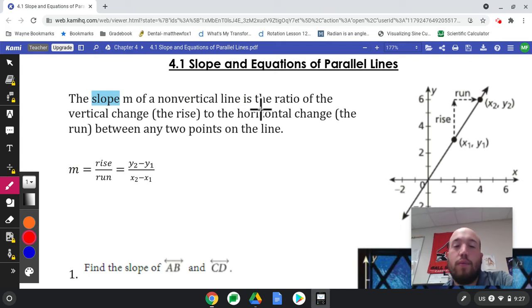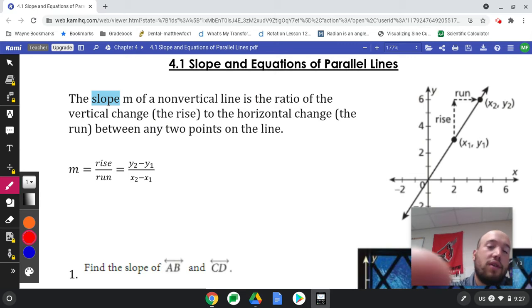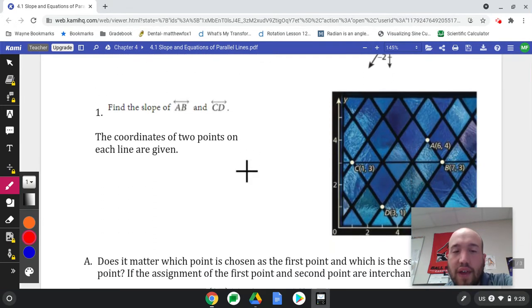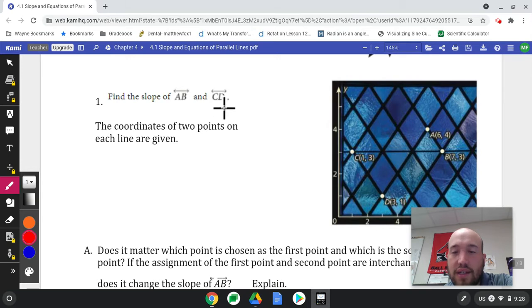To find that slope, it's a ratio. It says the vertical change, also known as our rise, and the horizontal change, also known as our run. So rise over run, I'm sure you've heard this. So the change in y, which is y2 minus y1, over the change in x, x2 minus x1. So you probably want to write this formula down if you're taking notes, if you're not doing it on the computer. Now it says find the slope of line AB and line CD.